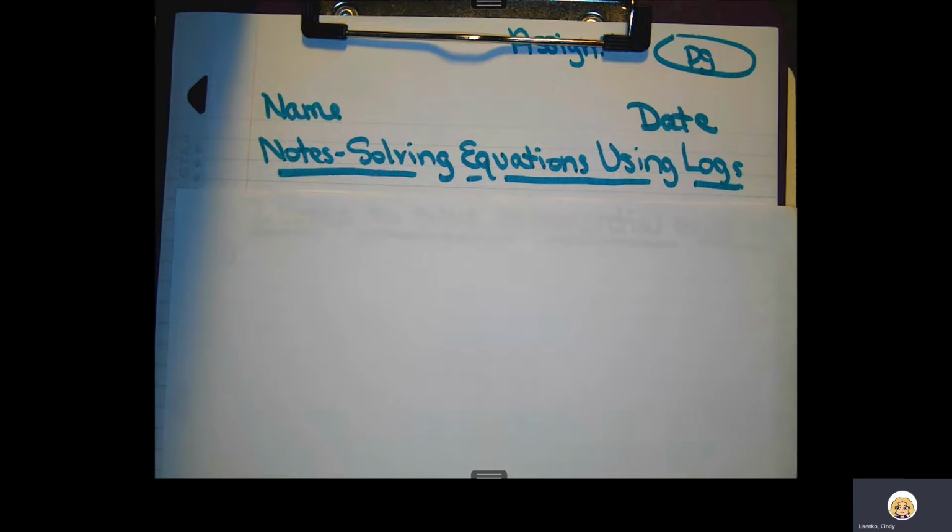All right, in this lesson, we're going to be learning how to solve equations by using logs. So you want to make sure you get your heading on your paper. We already know one way to solve an exponential equation, that's by using common bases, which I'll show you again today. And then we're going to learn a new way when we can't do common bases.